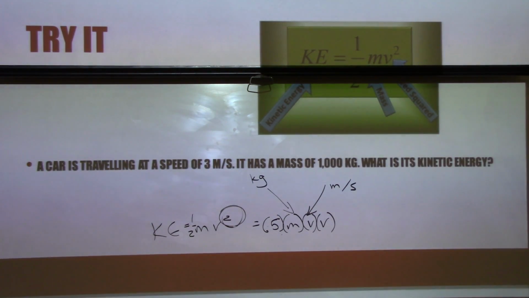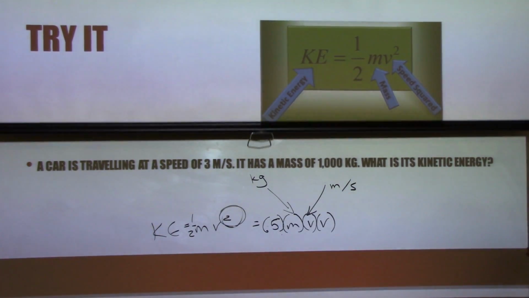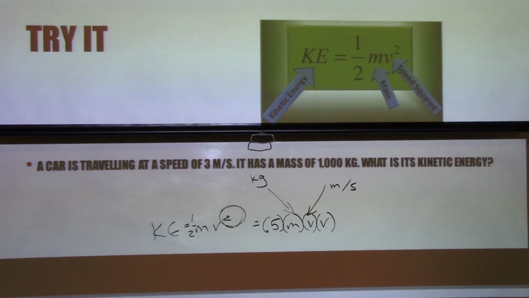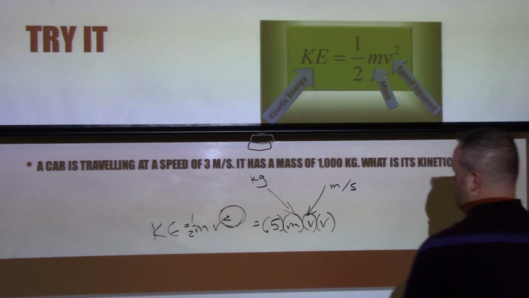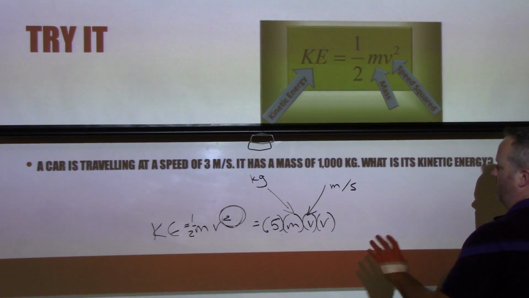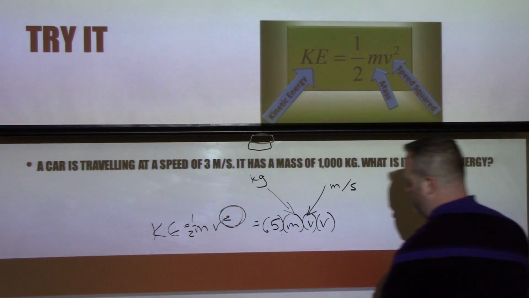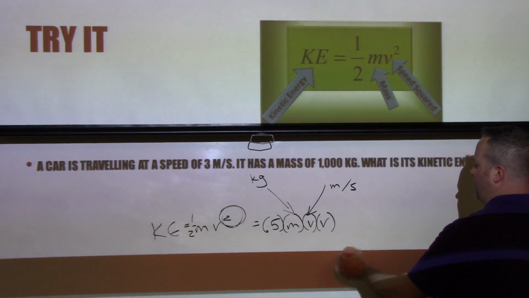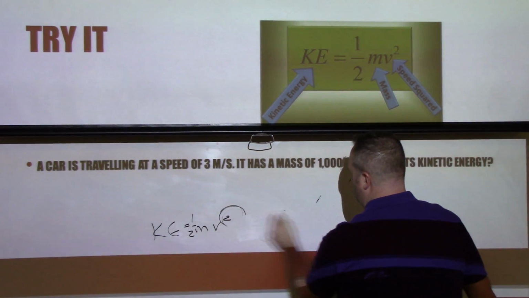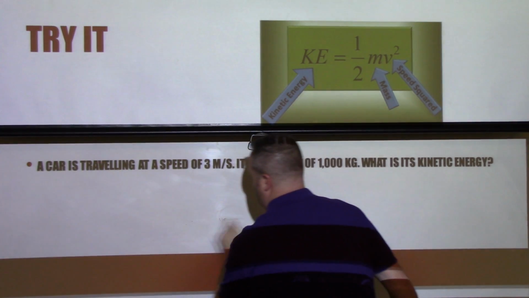So let's try to apply this real quick and let's see if we can get this correct. It says a car is traveling at a speed of 3 meters per second. It has a mass of 1,000 kilograms. What is its kinetic energy? Now, these numbers may or may not be accurate or realistic, but that's not important for our purposes. We're just trying to get some familiarization down with how to apply this formula. So let's go ahead and start.